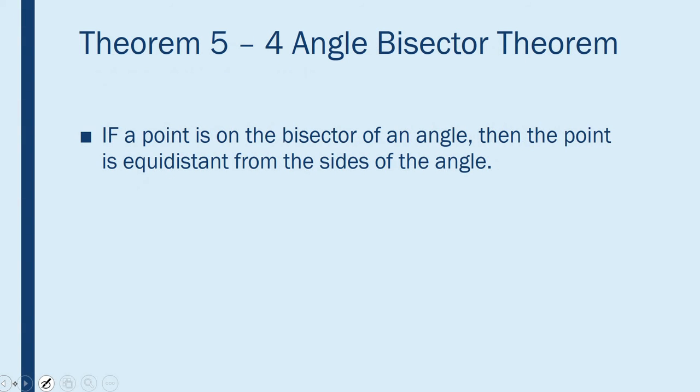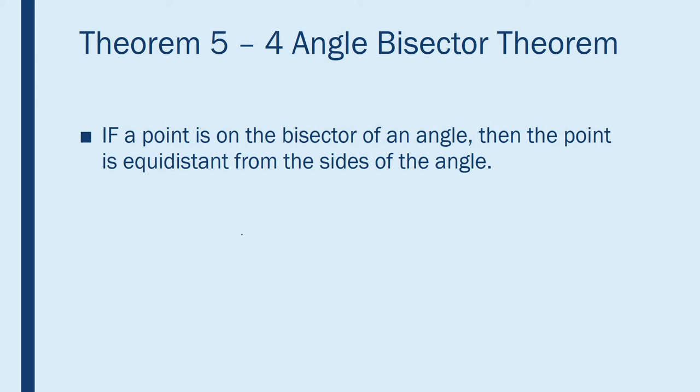Theorem 5.4. If a point is on the bisector of an angle, then the point is equidistant from the sides. Now the first thing we have to talk about is how do I measure the distance from a point to a line? To measure the distance from a point to the line, I always take the shortest distance, which is the perpendicular. So if I want to measure the distance from point P to this particular line, I always go to the shortest distance. I don't measure the distance out this way or out this way. I always measure to the perpendicular. So that's the first thing we want to look at.